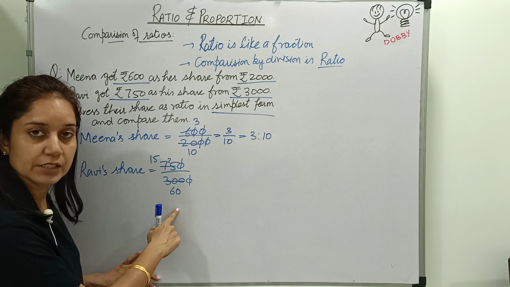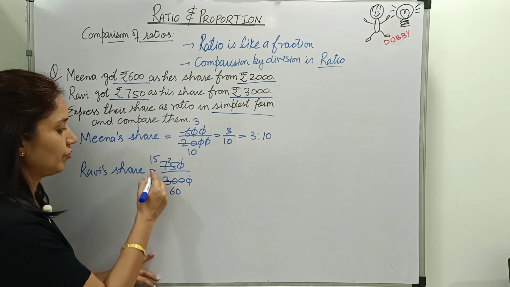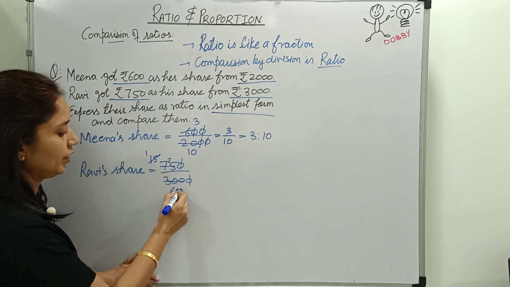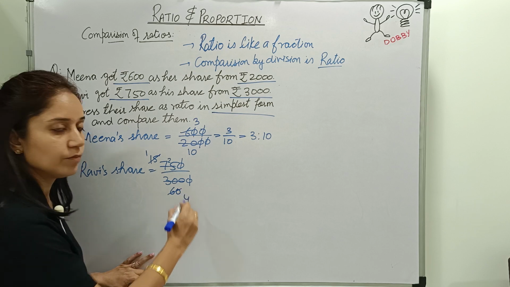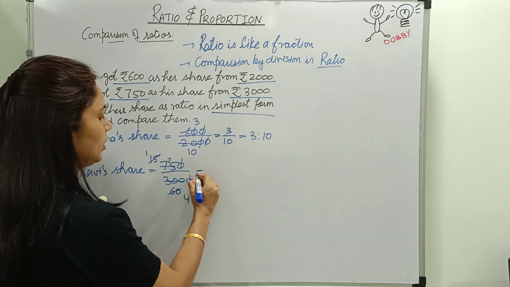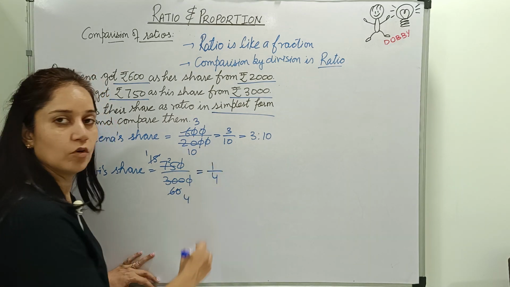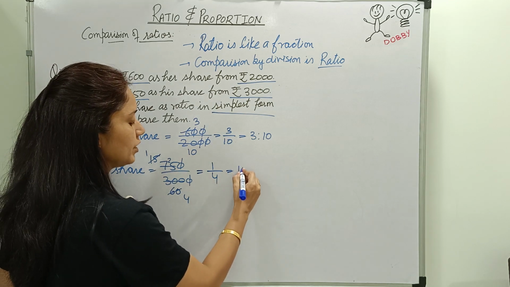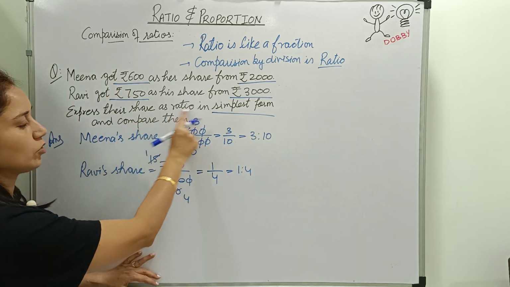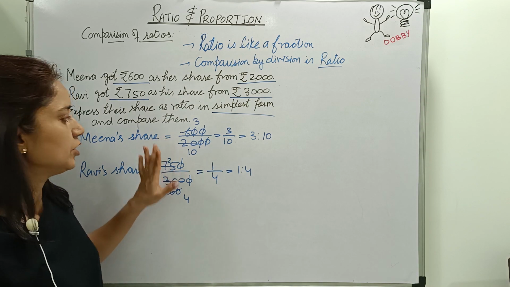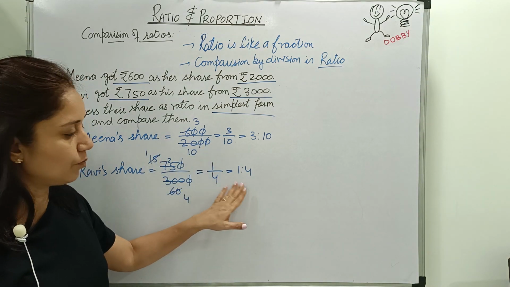15 upon 60 can be further cut by the table of 15 directly. 15 ones are 15. 15 fours are 60. It becomes 1 upon 4, which further equals 1:4. So the first part of the question is done: write their share in ratio in the simplest form.